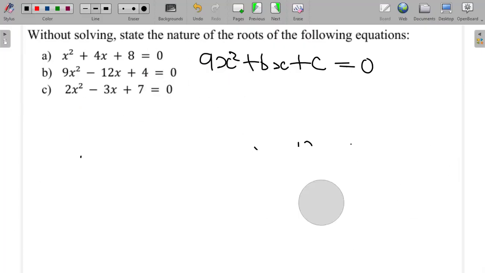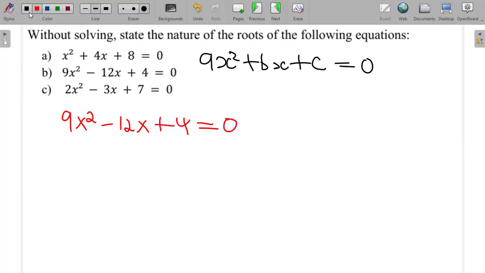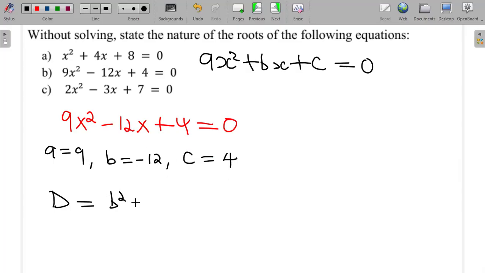Okay, let's look at B. B, we have 9x squared minus 12x plus 4 is equal to 0. So my a is 9, my b is minus 12, the coefficient of x. c is the constant, which is 4. So my discriminant, b squared minus 4ac, will be what? Minus 12 squared minus 4, 9, and then 4.